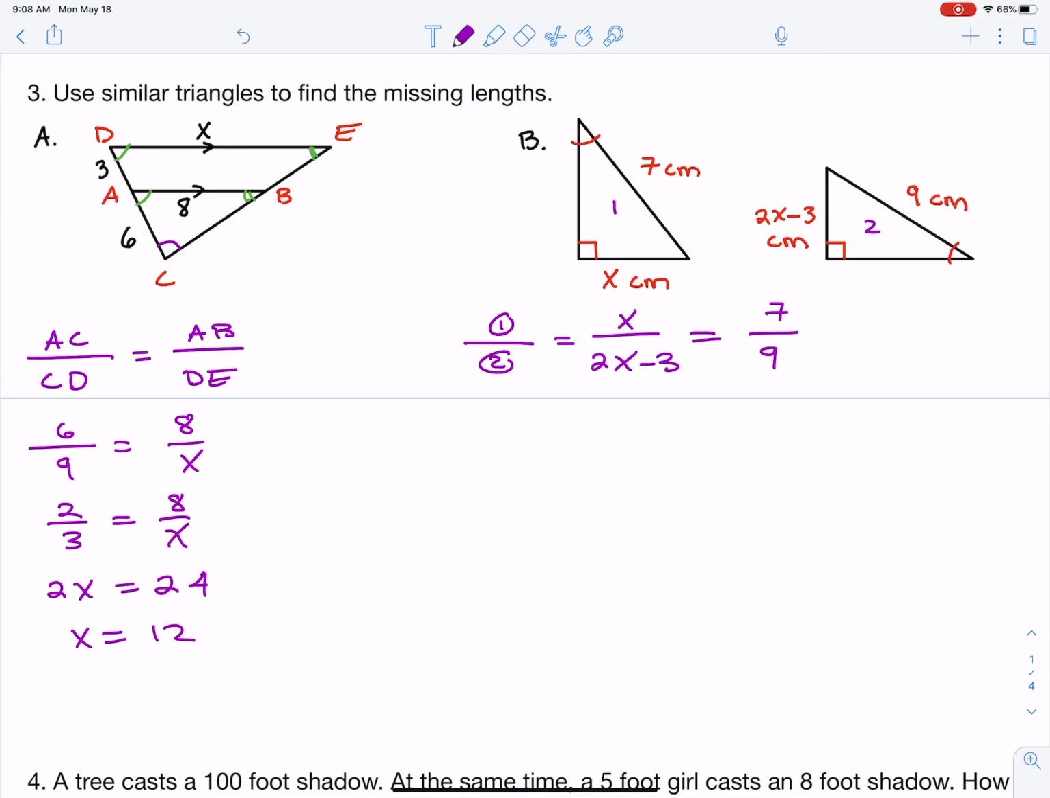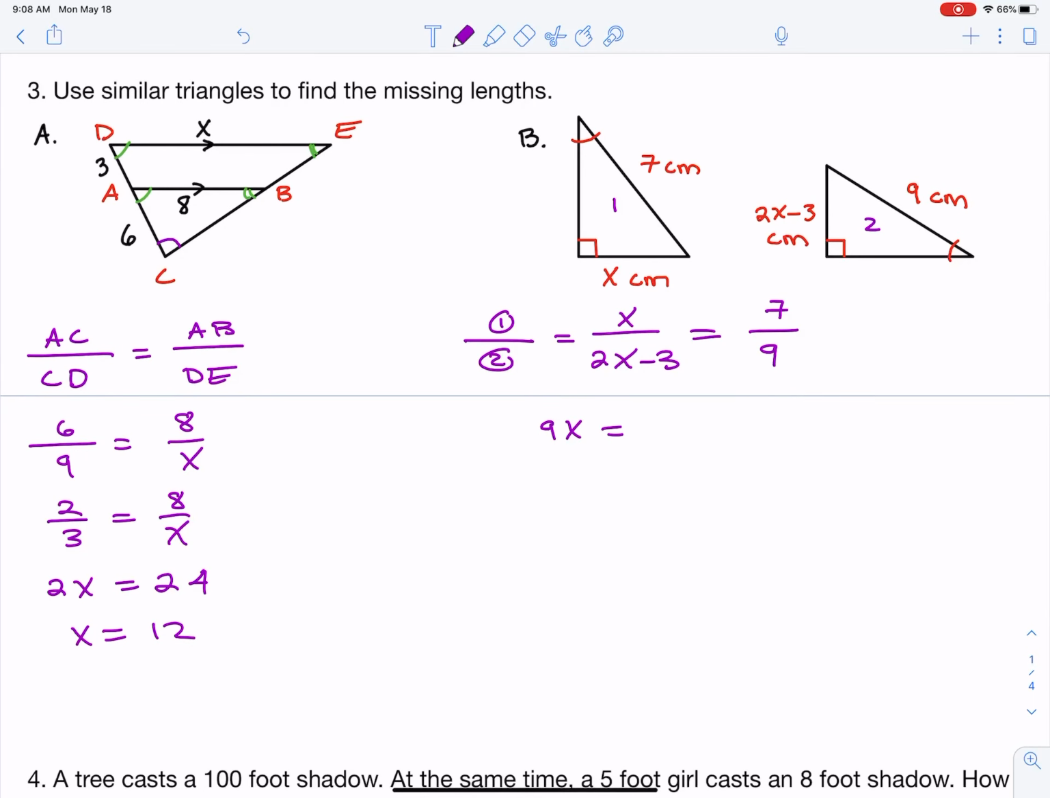Then again, I'm going to do the cross product to find my missing number. So 9 times x is 9x, and 7 times 2x minus 3. So this becomes 9x equals 14x minus 21. Let's make sure I didn't mess up. 14x minus 21, looks good. Let's subtract 14x from both sides. That gives me negative 5x equals negative 21. Divide by negative 5, and I get 21 fifths equals x.